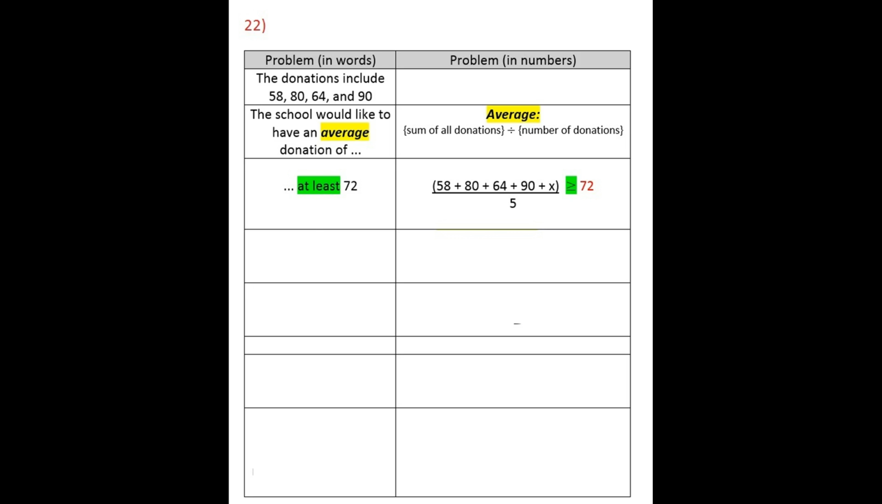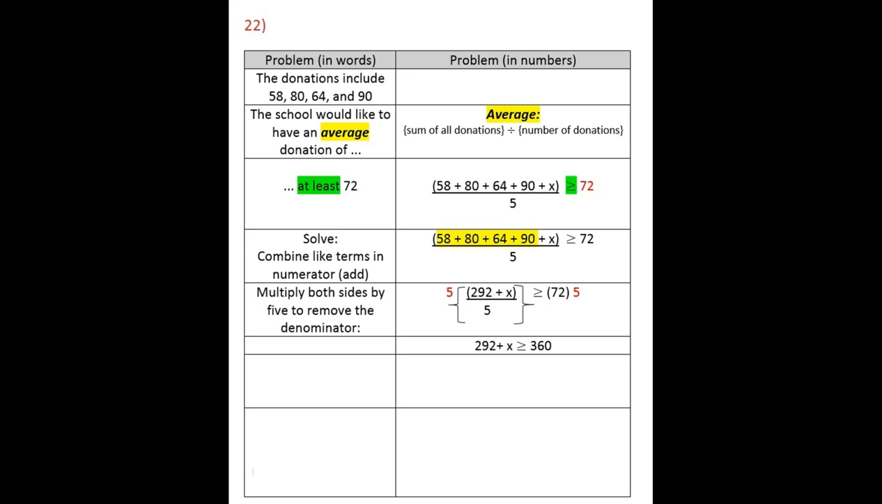And that is where we start with this problem. Now, the next step that we take is to realize that we don't know everything. So we're going to combine as many like terms as we can. And all that means is we're going to add up our numbers on the top. See what we have in yellow? 58 plus 80 plus 64 plus 90 plus x divided by 5 is greater than or equal to 72. So if we combine our like terms, what we end up with is 292.